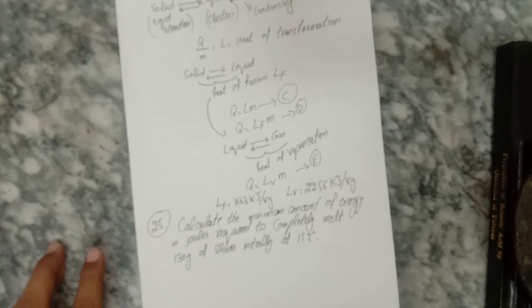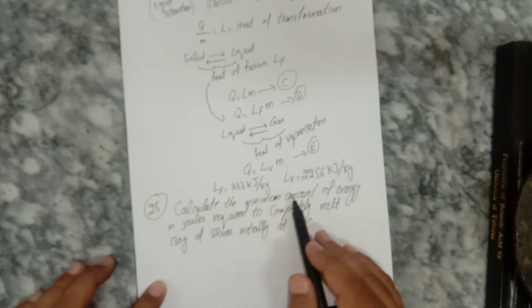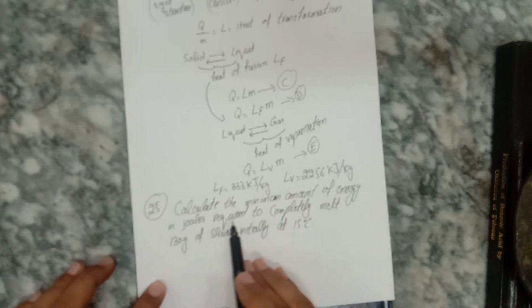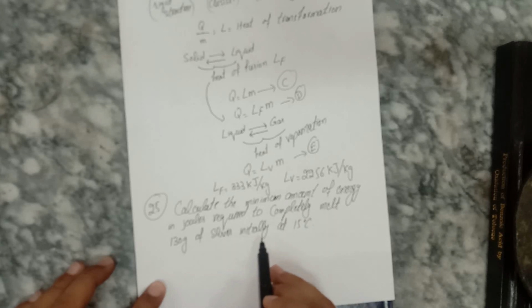In most of my lectures I would solve the numericals from the exercise, since the numericals that are solved as examples in the book, you can easily solve by yourself, as they are already solved in the book. In this numerical, the given statement is: calculate the minimum amount of energy in joules required to completely melt 130 gram of silver initially at 15 degree centigrade.